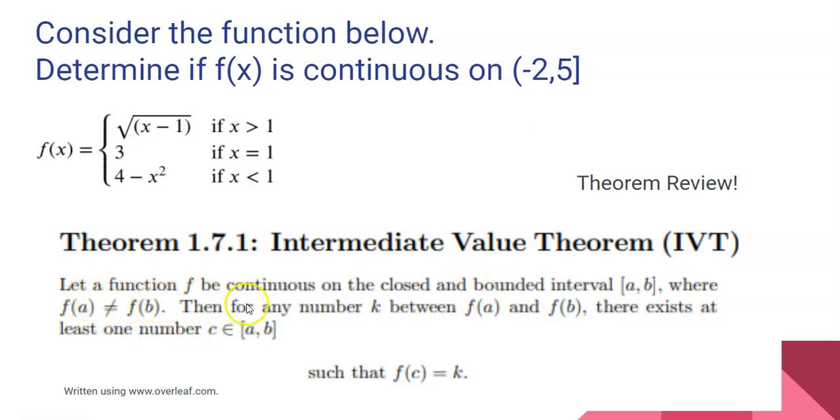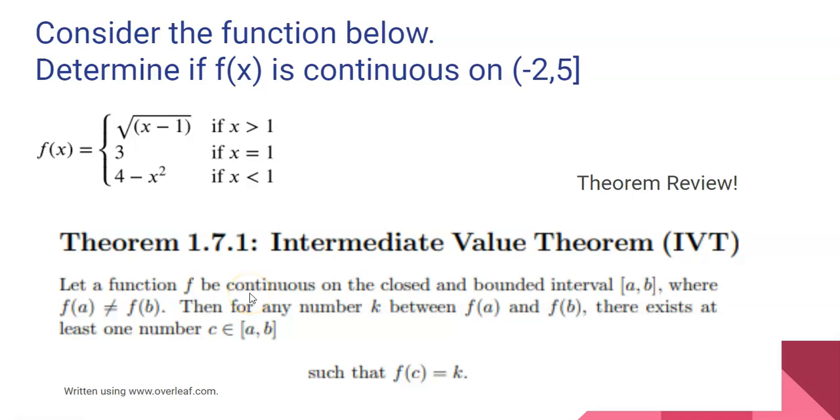Let a function f be continuous on the closed and bounded interval [a, b], where f of a is not equal to f of b. Then for any number k between f of a and f of b, there exists at least one number c, which is an element of [a, b], such that f of c is equal to k. Simply put, we need to ensure that for every element c in the interval -2, 5, f of c possesses a continuous and surely defined value.